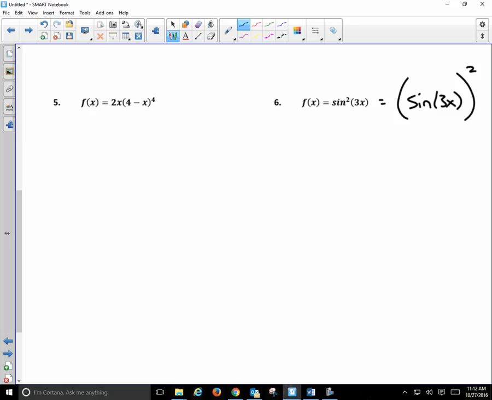I told you, always identify the inside first. Well, that's not the case in this situation. Do you see that I'm squaring this thing? So the outside will be u squared. What is it that I'm squaring? Sine of 3x. So if people are not doing this carefully, they will often identify the inside as 3x, where the inside needs to be sine of 3x.